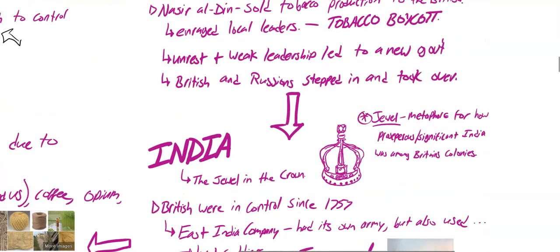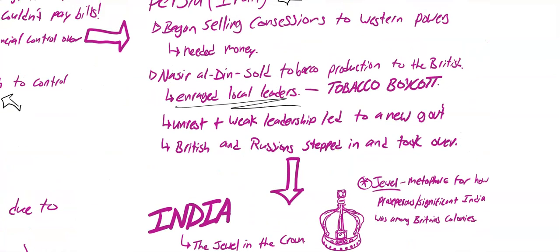which enraged local leaders. And so they rallied behind another leader in Persia, and here you're going to see the tobacco boycott, and so this led to a success. So Nasser al-Din ended up repealing the concession, so that was kind of a victory. But there was more unrest in the country after this, and weak leadership combined, which led to a new government. And it also kind of gave the British and Russians an opportunity to step in and take over. And so we see that happen as well.